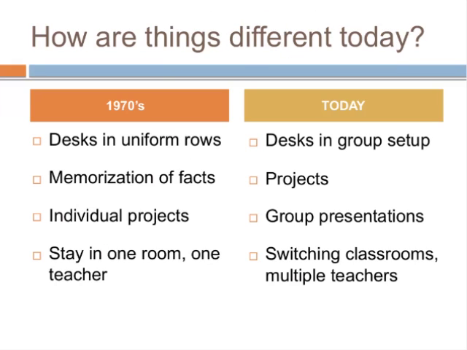How are things different today? In the 1970s, let's think about our classrooms then. The desks were in uniform rows. The memorization of facts. You memorize things in the classroom, you memorize things at home, you spit out those facts. Individual projects all the time. You worked on projects at home, you worked at them at school, usually always by yourself.